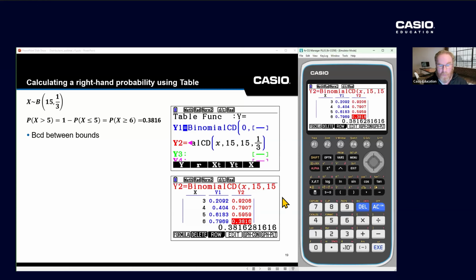Okay, so that's quite nice to demonstrate to students when they are trying to understand what's going on with left-hand side, right-hand side, one subtracts the other, for example. But quite nice that you can use BCD between bounds. In this case, x going all the way up to 15, so a right-hand side probability.